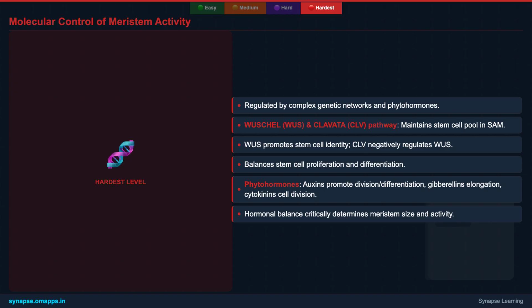Take the shoot apical meristem, for instance. The Wuschel-Clavata feedback loop is central. WUS promotes stem cell identity, while Clavata genes, through a signaling pathway, negatively regulate WUS, preventing excessive stem cell proliferation. This delicate balance maintains a stable pool of stem cells.